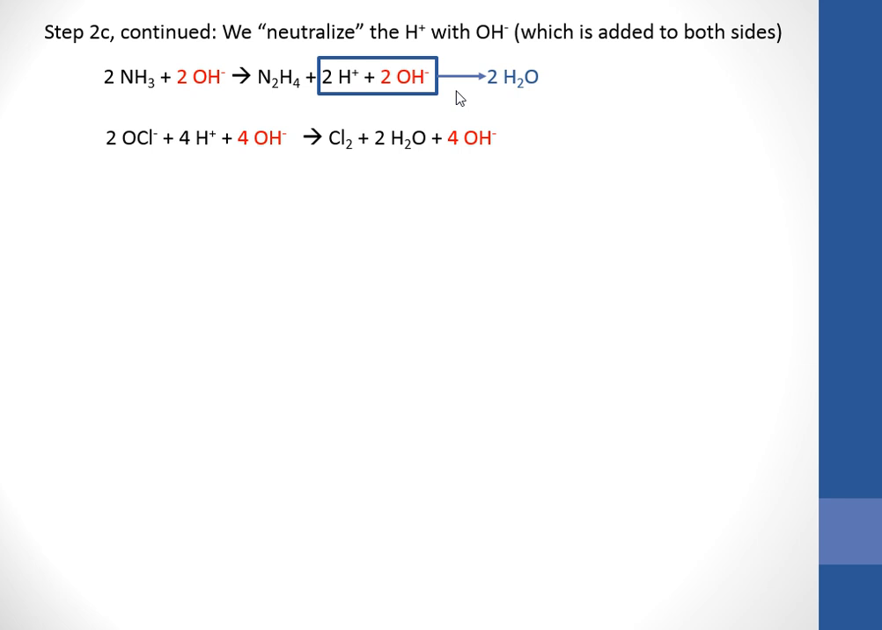In our second half reaction, we add 4 OH- to the reactant side because there was 4 H+ on the reactant side. To keep this half reaction mass balanced, we now need to add 4 OH- to the product side as well. And the 4 H+ and 4 OH- can be combined to create 4 H2O.